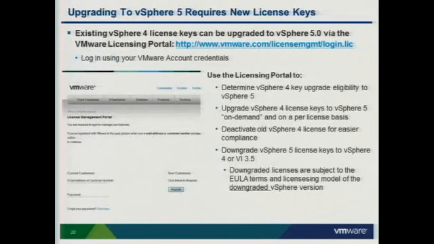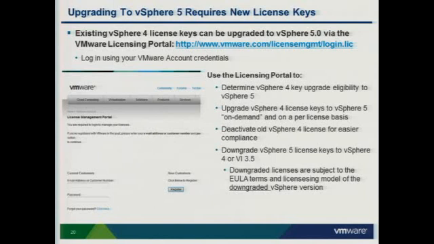Now, vSphere 5 requires new license keys, so your vSphere 4 or even VI35 keys need to be upgraded to vSphere 5. And for that, we have the VMware licensing portal. And you can see the URL there listed on the slide, and you log into this using your VMware account credentials. And there's 4 key uses for this.